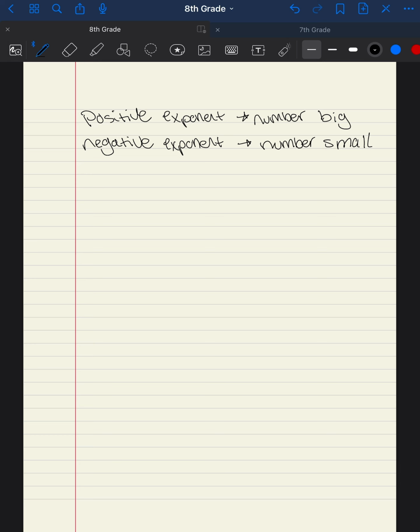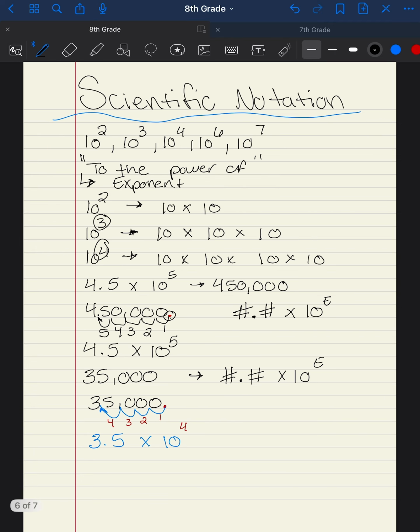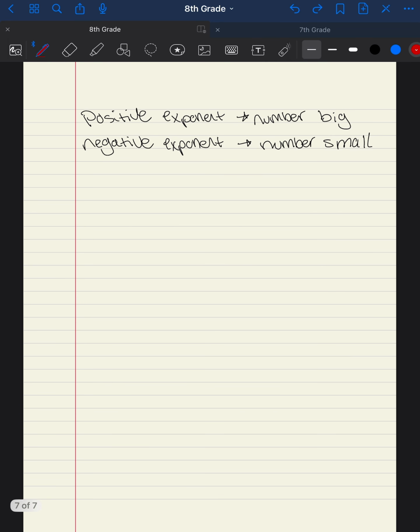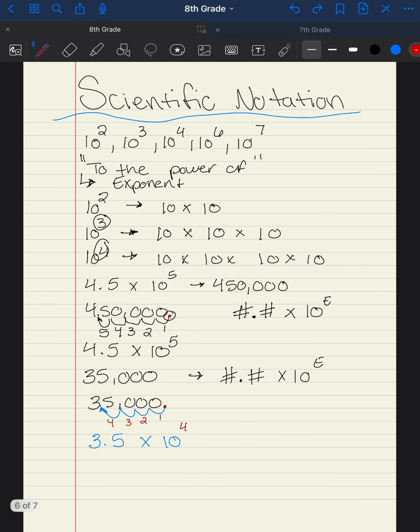Now, what I mean by that, with our other one that we just did, I'll go back. Do you see something? This is a positive exponent. Why? There's no negative there. So that means it's positive. Now, if it had a negative, that would be a negative exponent. But there's no negative, so that means positive. So, like I said, positive exponent, number big. Was our number big? Yes, it was.